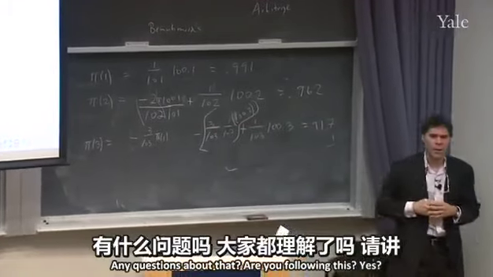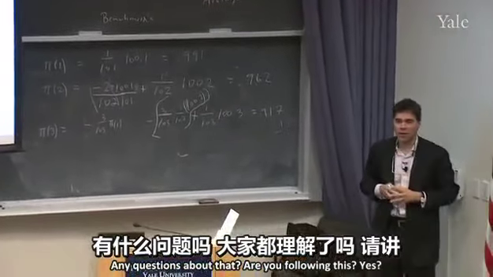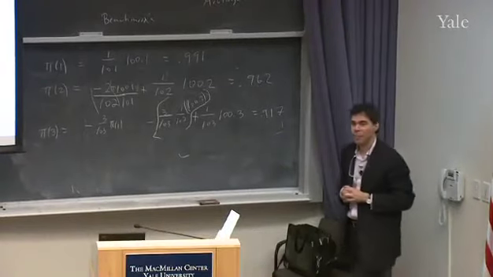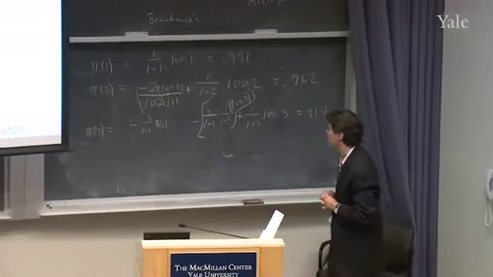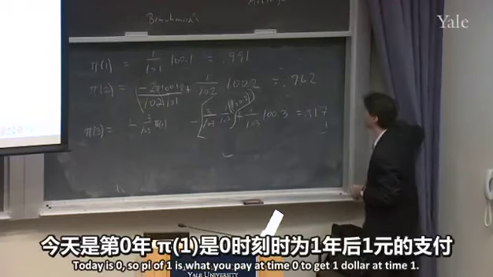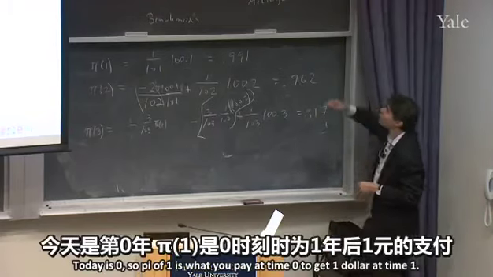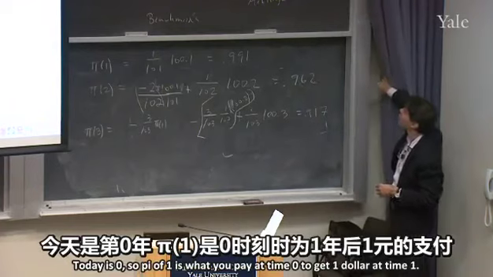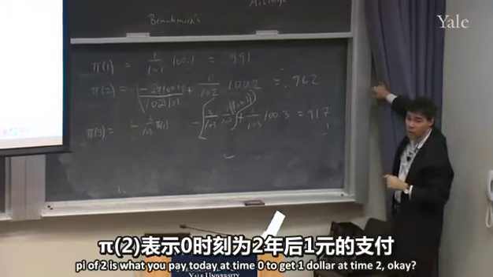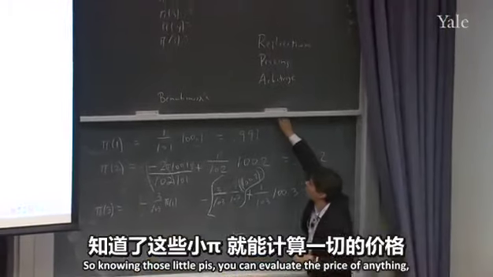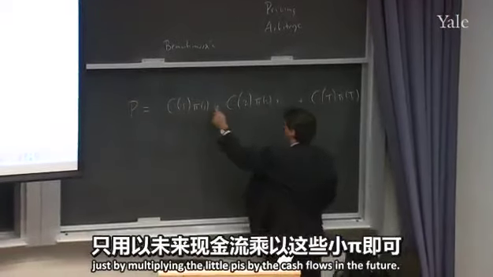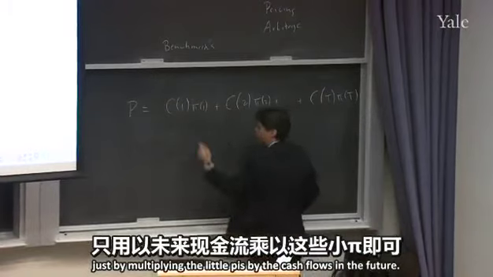So are there any questions about that? Are you following this, or? Yep. Sorry, just to clarify, so pi of 1 is today's price for $1 at time 2 or at time 1? Time 1. Today is 0. So pi of 1 is what you pay at time 0 to get $1 at time 1. Pi of 2 is what you pay today at time 0 to get $1 at time 2. Okay, so knowing those little pi's, you can evaluate the price of anything just by multiplying the little pi's by the cash flows in the future.